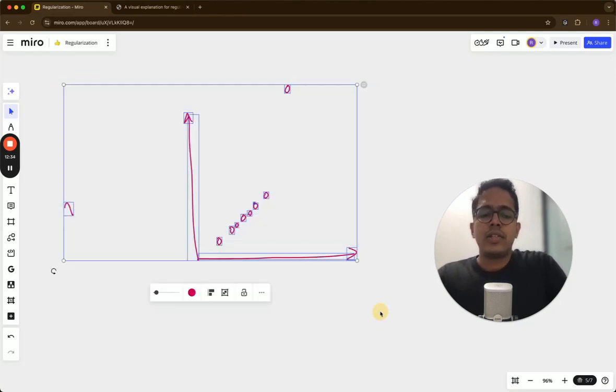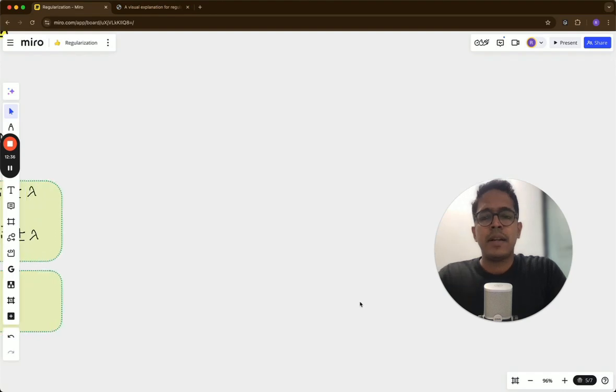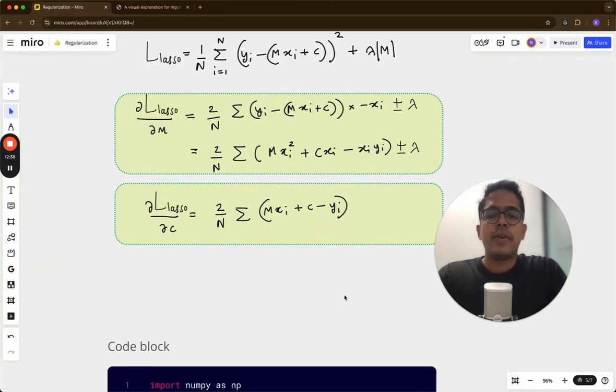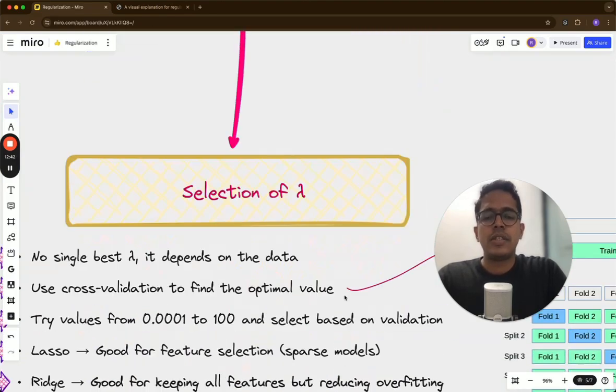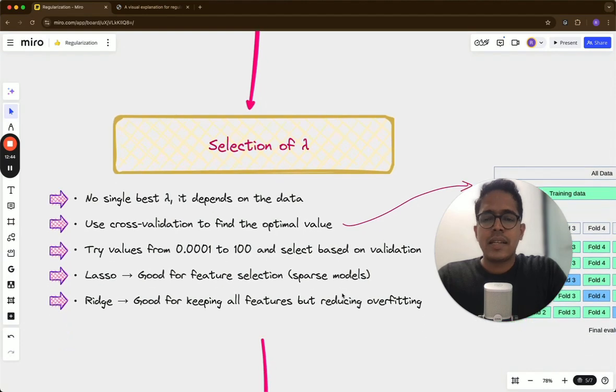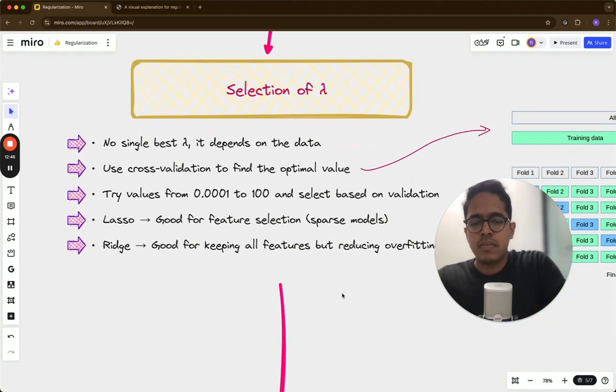So it's actually supposed to be treated as a hyperparameter. So you have to try to find the optimum value of lambda also that minimizes your loss, not just the model parameters. So selection of lambda, there is no thumb rule or anything. It depends on the kind of data set.